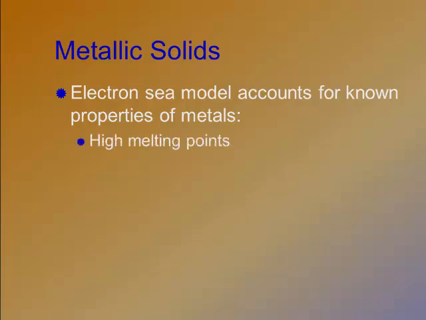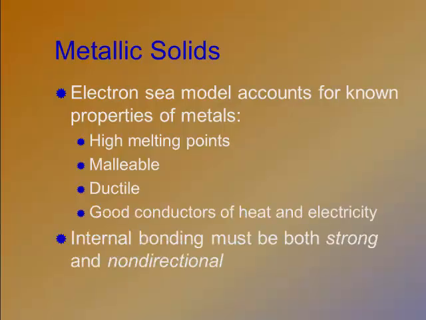Because the attraction between the metal cations and the mobile electrons is very strong, metals have high melting and boiling points. Metals are malleable and ductile because the sea of electrons acts like soft padding. Metal ions can slide by one another when the sample is struck or stretched. Also, because the electrons are mobile, metals are good conductors of both heat and electricity. If an element is not a metal, it cannot be a metallic solid.